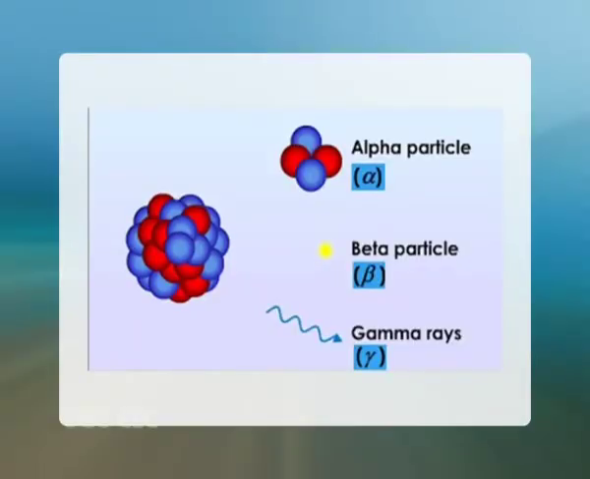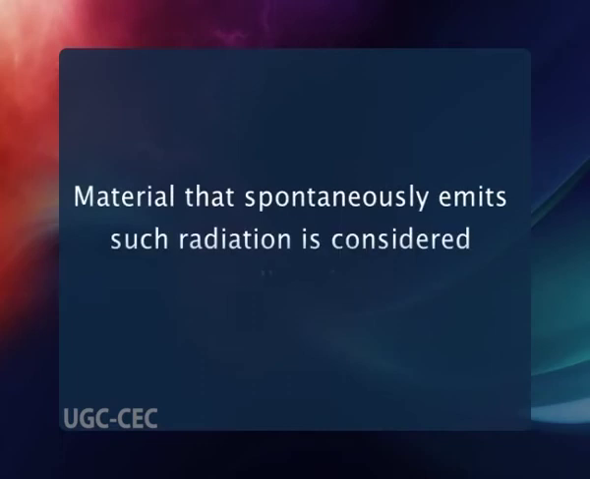Radioactive decay, also known as nuclear decay or radioactivity, is the process by which the nucleus of an unstable atom loses energy by emitting radiations including alpha particles, beta particles, or gamma rays. A material that spontaneously emits such radiations is considered radioactive. There are many different types of radioactive decay.